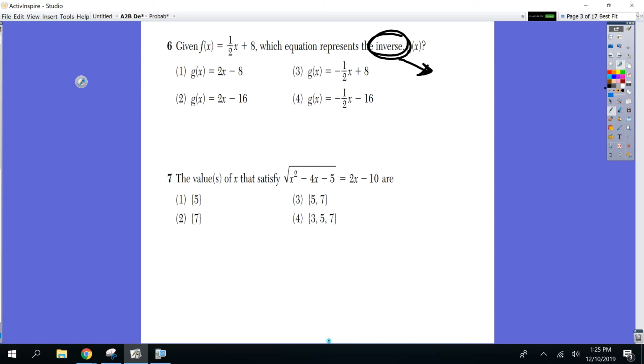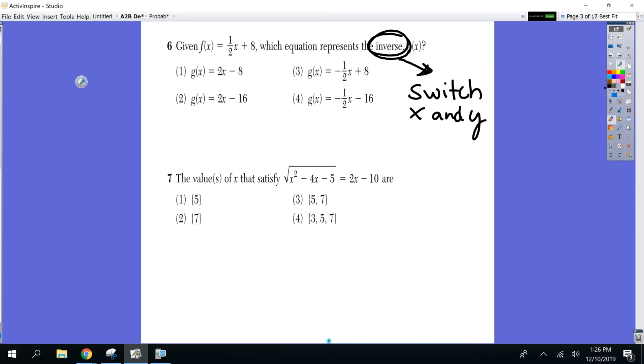Anybody from last year? Well, not opposite. No, not reciprocal. Here you go. Anytime you hear the word inverse from now until January 24th, switch x and y. Switch x and y. Take the equation right now, everybody.